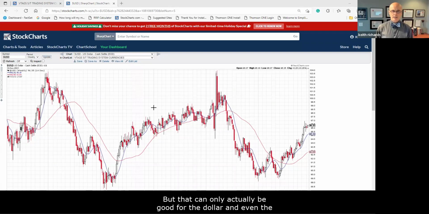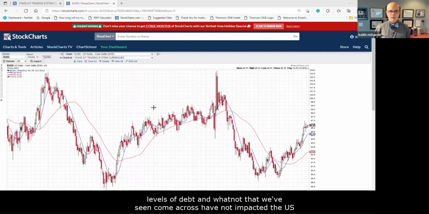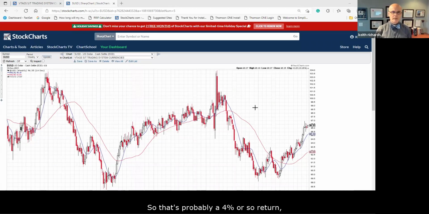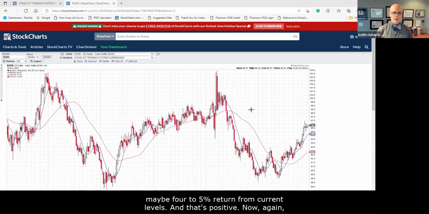But that can only actually be good for the dollar, and even the levels of debt and whatnot that we've seen come across have not impacted the US dollar negatively at all. In fact, on this chart, we can identify maybe a bit of a double bottom process with a break of the neckline and a target that would bring us into this first cluster of resistance, which is in the high 90s, call it 99 or so. So that's probably a 4% or so return, maybe 4 to 5% return from current levels.